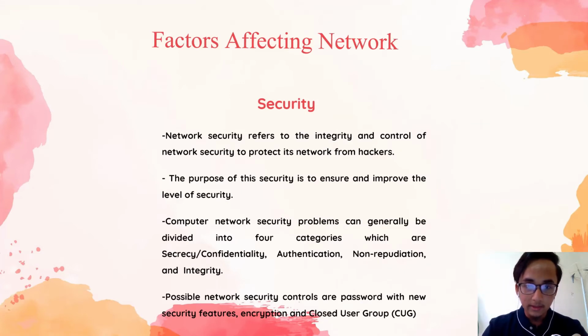Lastly, security. Network security refers to the integrity and control of the network to protect it from hackers. The purpose of this security is to ensure and improve the level of security. Computer network security problems can generally be divided into 4 categories, which are secrecy or confidentiality, authentication, non-repudiation, and integrity. Possible network security controls are passwords with new security features, encryption, and closed user group or CUG.